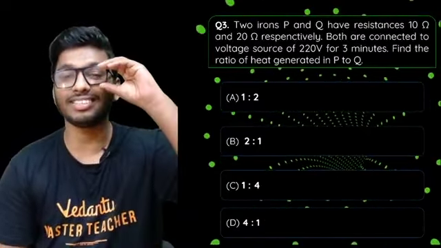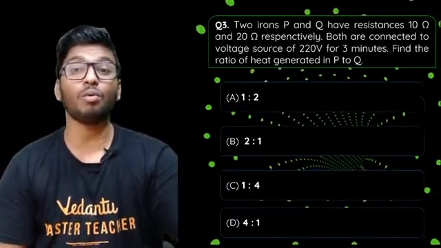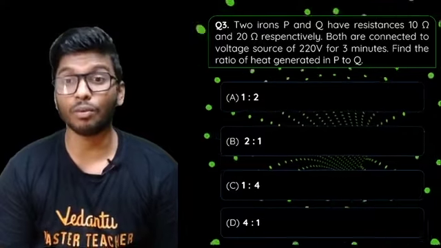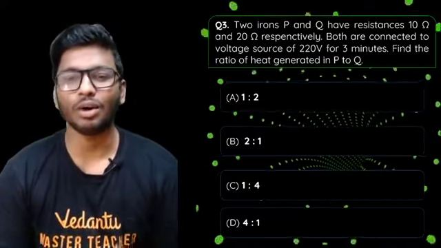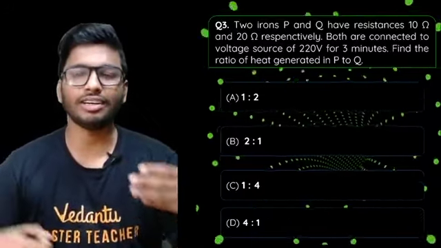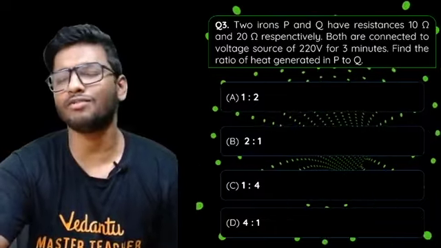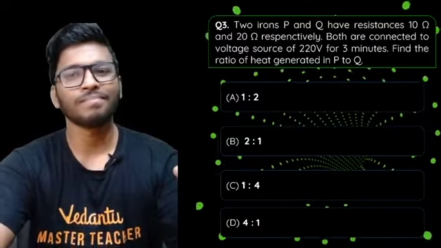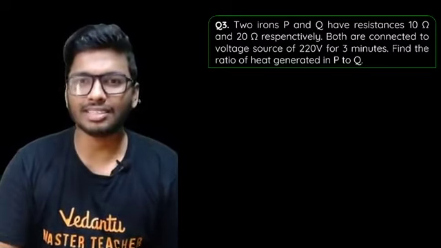Two irons P and Q have resistance 10 ohms and 20 ohms respectively. Both are connected to a voltage source of 220 volts for 3 minutes. Find the ratio of heat generated in P and Q. So you're supposed to find out what is the heat generated in P and Q, and then find out the ratio of this. So the options are 1:2, 2:1, 1:4, or 4:1. It's actually a straightforward question, but then there's a lot of calculation involved. So I'm going to try to do it as simple as possible.